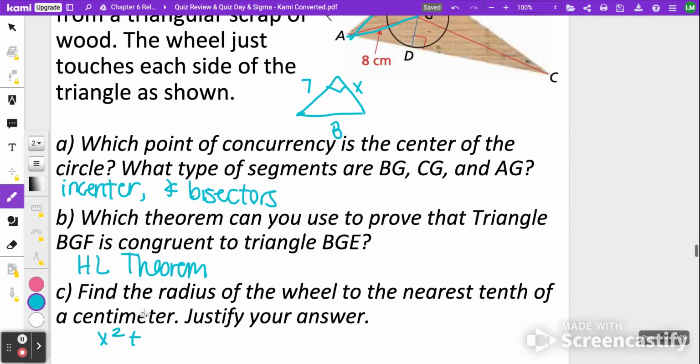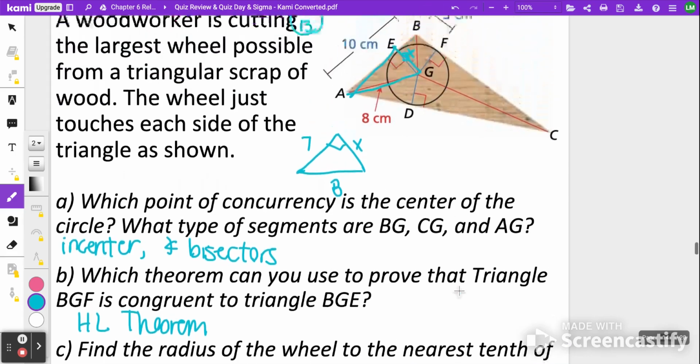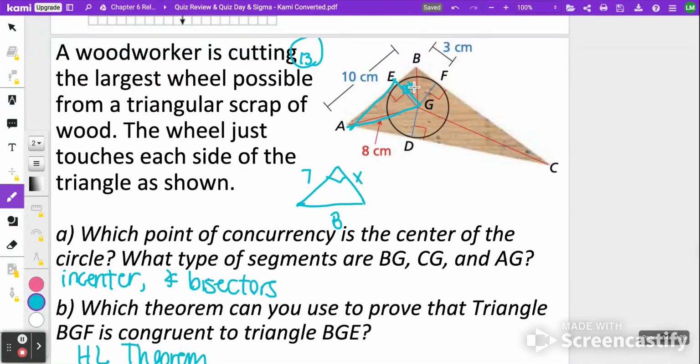So I could do X squared plus 7 squared equals 8 squared. So that's X squared plus 49 is equal to 64. X squared is equal to 15. So if you find the square root of 15, it's going to be almost 4. So I'd say about 3.9 centimeters. And all we did was we used the Pythagorean theorem and the congruent triangles theorem to show that from E to A would be just taking off 3 centimeters because BF is equal to BE, and from B to A is 10.